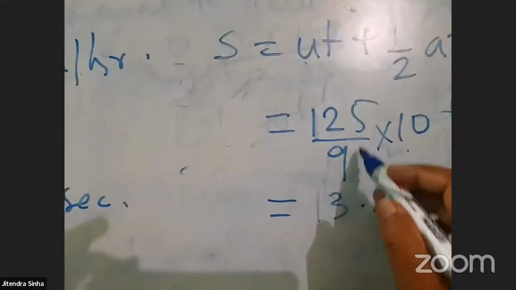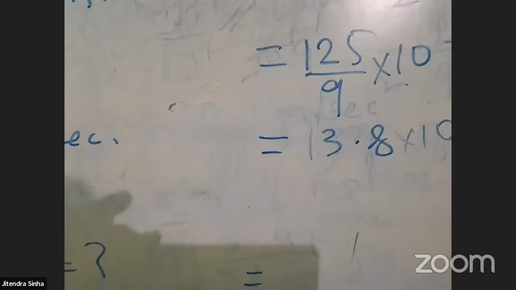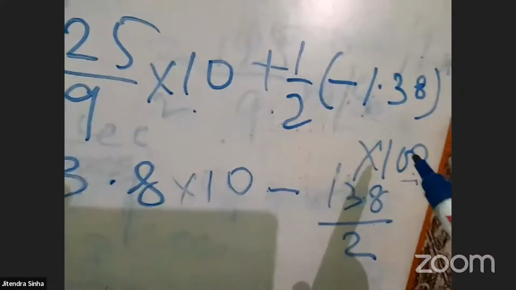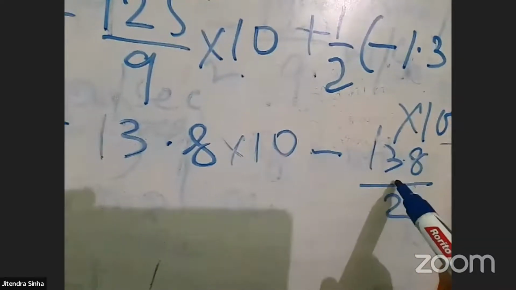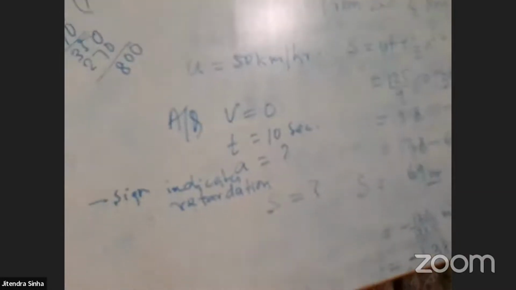Now 125 by 9, 13.8 into 10 you are getting here, and minus 138 divided by 2. समझ रहे हो? 1.38 multiplied by 100 कितना आ जाएगा? 138 होगा, divided by 2. So you are getting it 138 minus 69. So overall you are getting the distance is 69 meter. Is it clear? Yes, yes, sir.